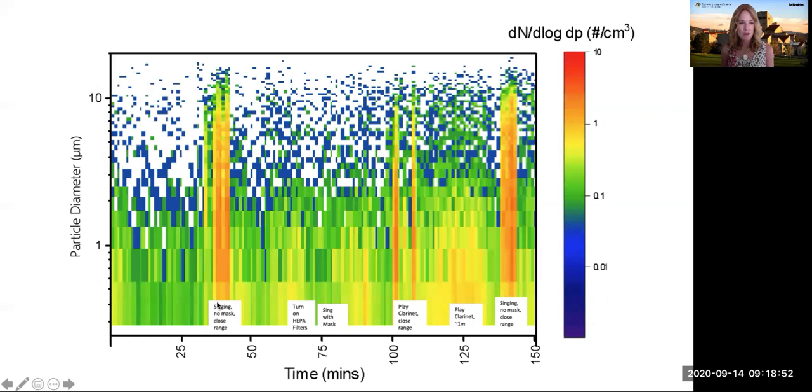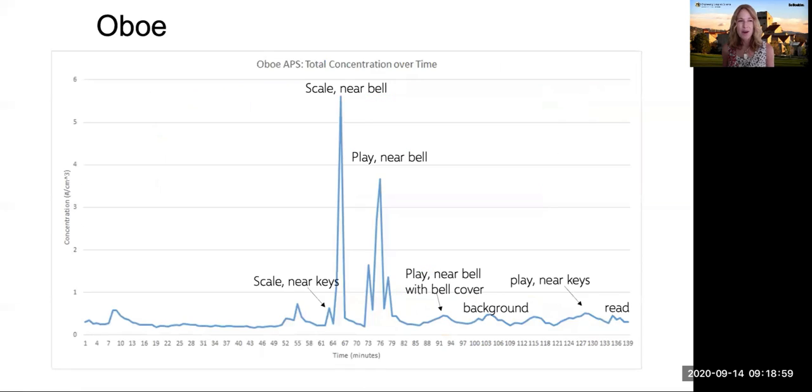This is showing you the distribution of particle sizes from 0.5 micron up to 10 microns, and we do see all particle sizes. Oboe was the instrument that generated the highest concentration, 5 times higher aerosol concentrations compared to other instruments. And so we think that's because there's a lot of back pressure being generated when you play the oboe, and then aerosol is formed.